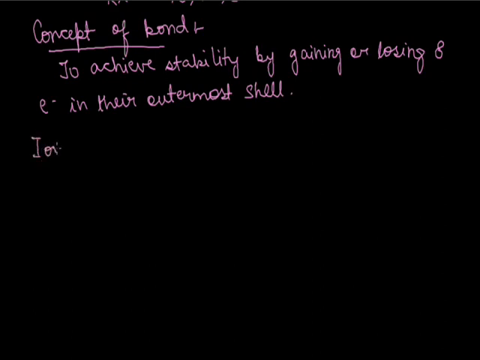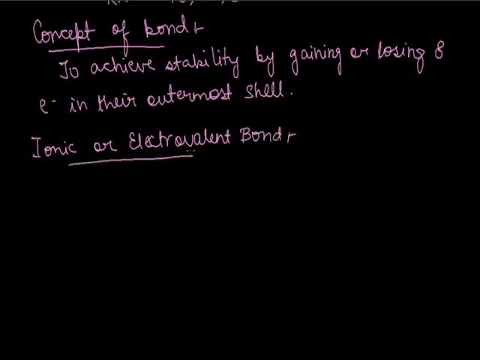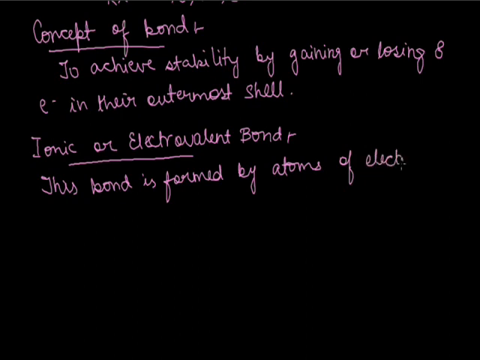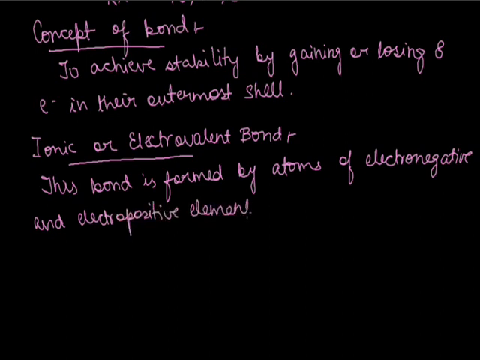Now, ionic or electrovalent bond. This bond is formed by atoms of electronegative and electropositive elements. Electropositive elements lose electrons in chemical reactions and electronegative elements gain electrons in chemical reactions.